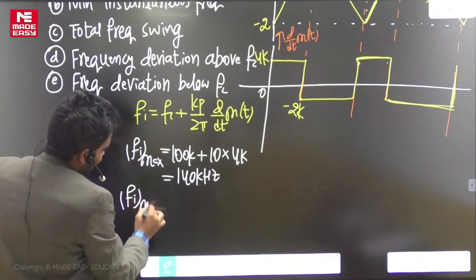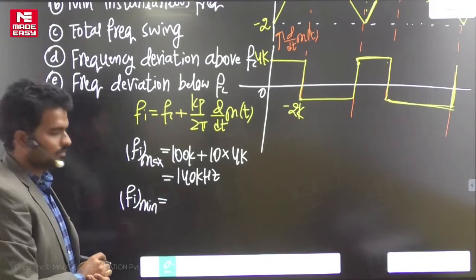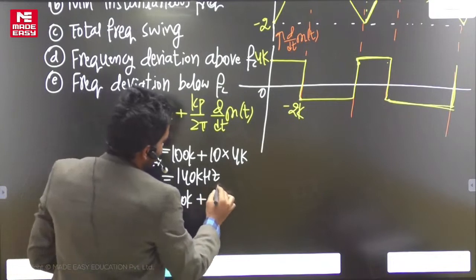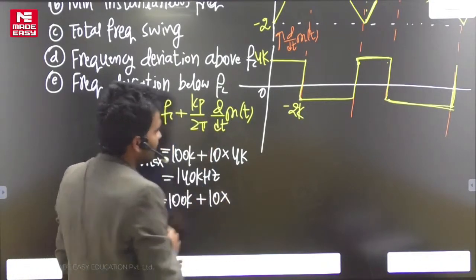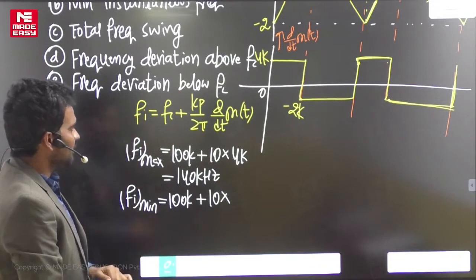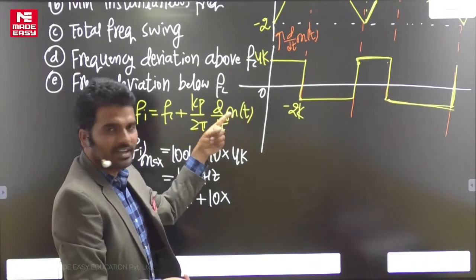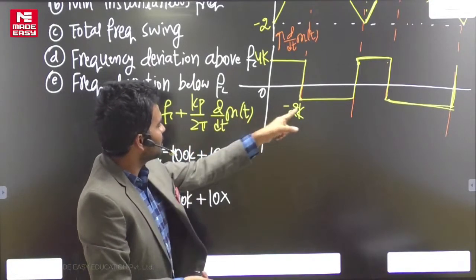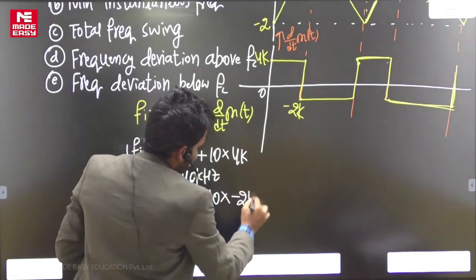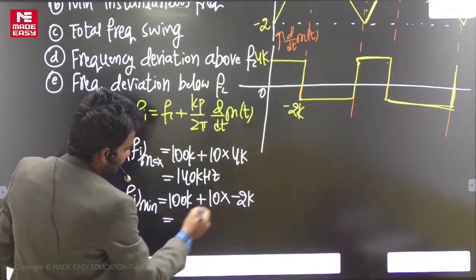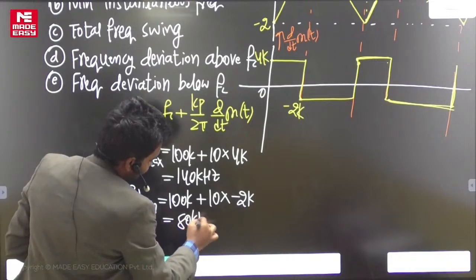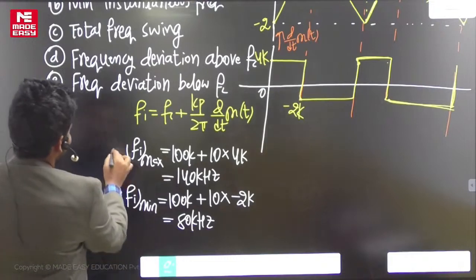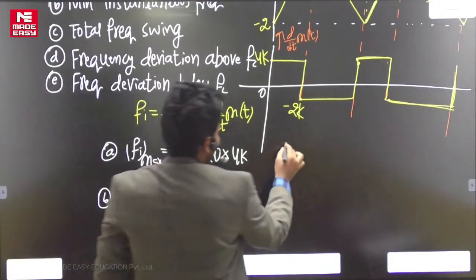And the minimum instantaneous frequency, fi min. fc remains the same, 100 kilohertz, and kp by 2 pi is 10. For fi min, the differentiation of m(t) must be at its maximum negative peak, which is minus 2 kilohertz. So 100k minus 20k is 80 kilohertz.